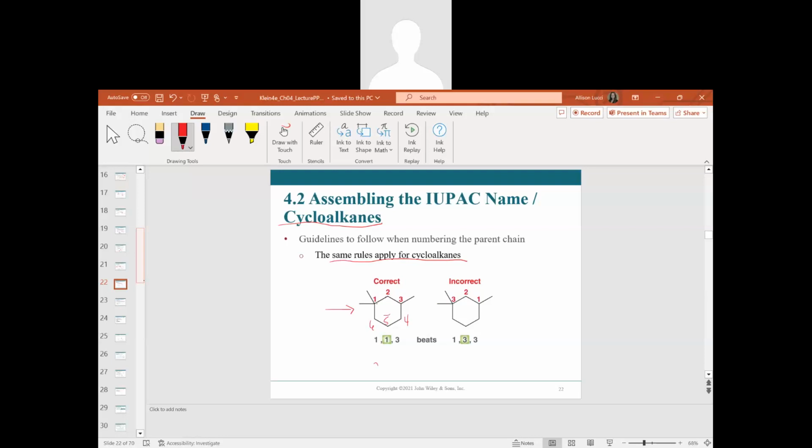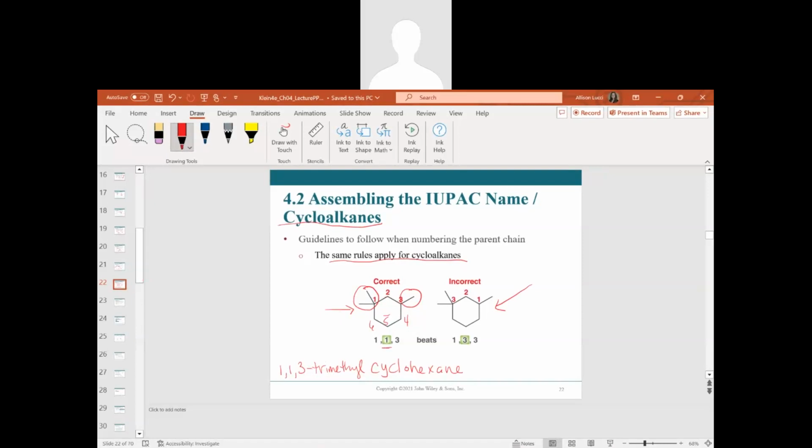So that's where we get that cyclohexane parent from. And now my three substituents, I have 2 methyls on carbon 1, and then I have 1 on carbon 3. So I could call this a 1,1,3 trimethyl cyclohexane, versus if I were to number this ring this way, I would have a 1,3,3 trimethyl cyclohexane.